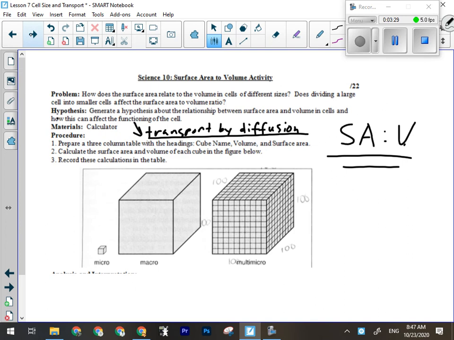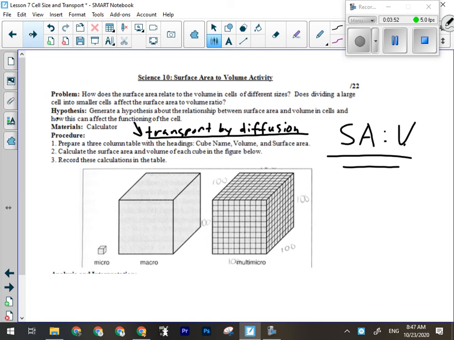All right, so here's what we're working on for today. The problem, you don't have to worry about. Hypothesis. We are going to need to generate a hypothesis, but I'm going to give you a big, fat, juicy hint right now, so get ready to type. We're looking for the relationship between the surface area and the volume in cells, and how that can affect the functioning of the cell, specifically transport by diffusion.